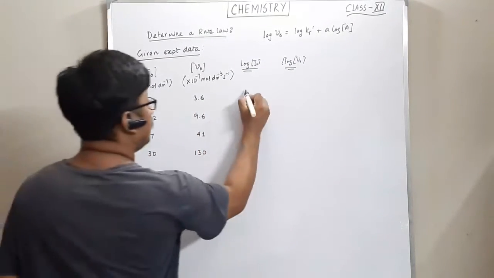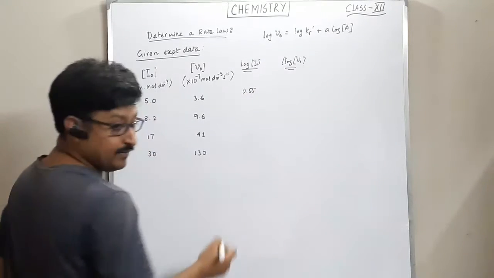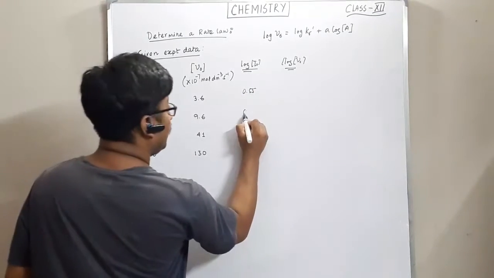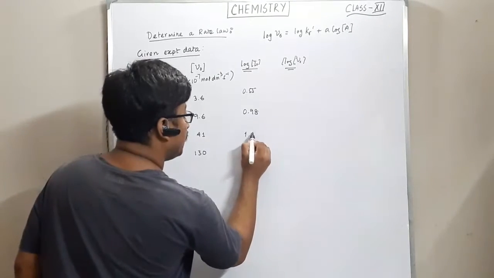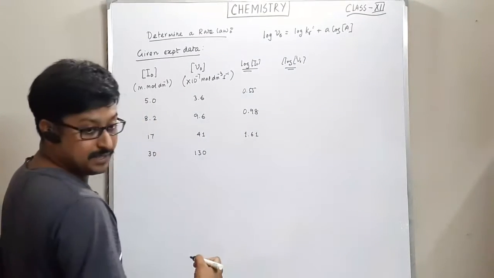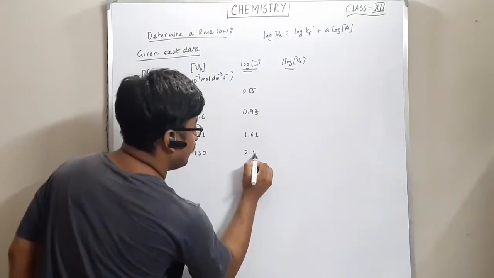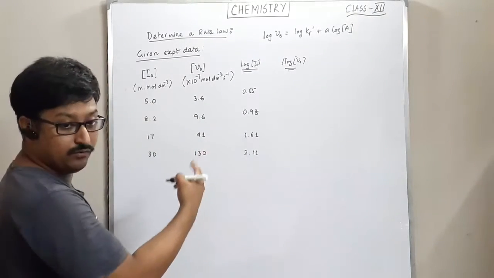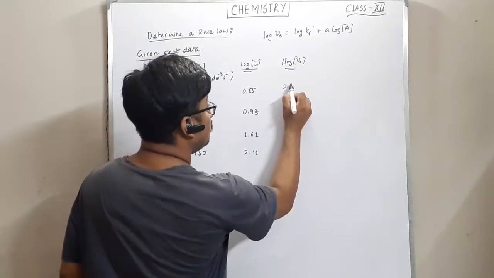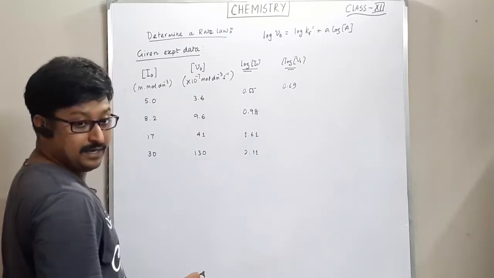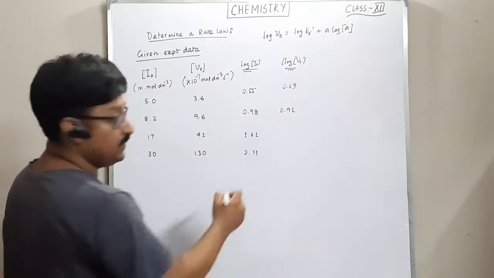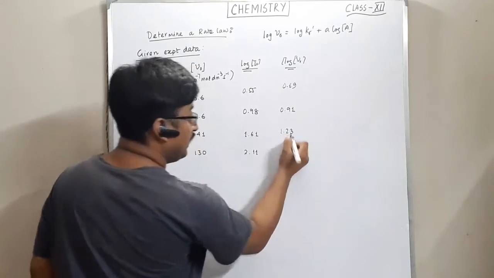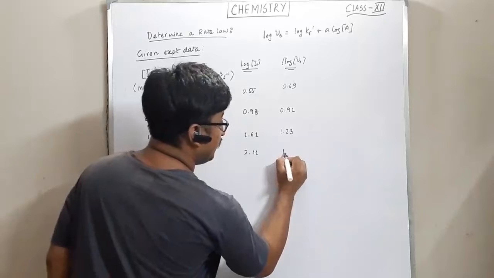If I calculate the log of I0, it will be 0.55, then 0.98, then 1.61, and this will give you 2.11. And log of V0 will give you 0.69, then 0.91, then 1.23, and this will give you 1.47.